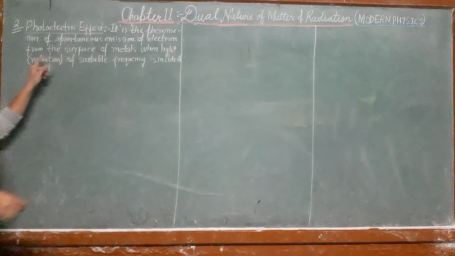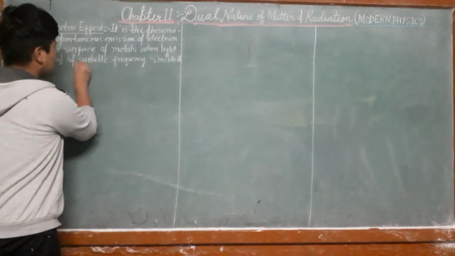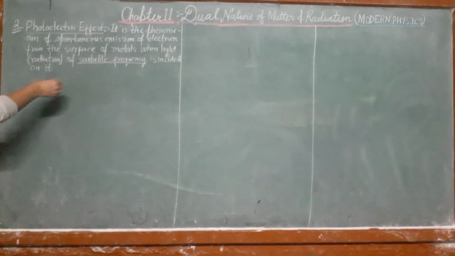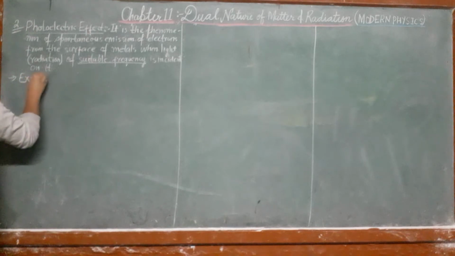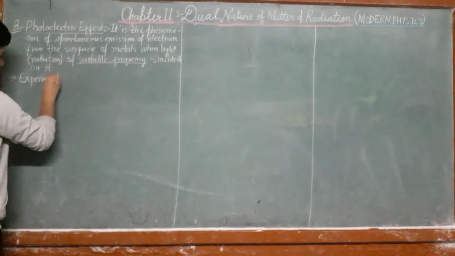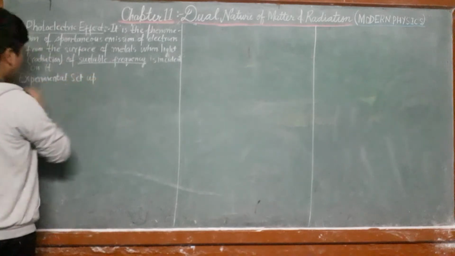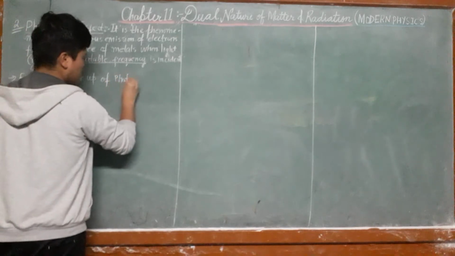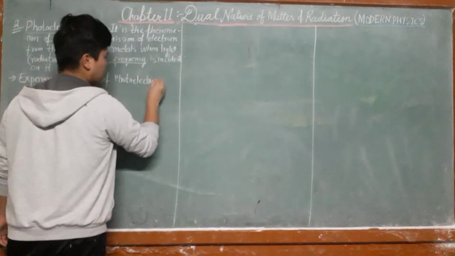surface of metals when light or radiation of suitable frequency, mark these words, that is suitable frequency, is incident on it. Now let us understand what it means. Okay, and this comes under the experimental setup of photoelectric effect.